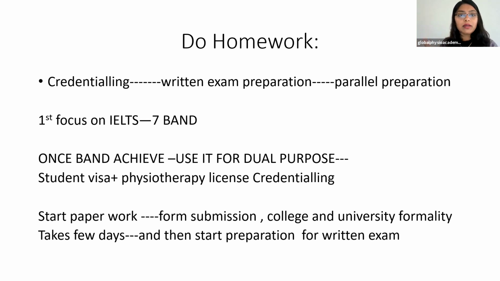So do the smart work. If you hit the 7 band target for the IELTS, use that 7 band for your credential and for your student visa, both. There is no harm. You are the student, you gave the exam, so use it before you lose it. Okay. And start the paperwork for the submission, college and university. Take a few days and then start the preparation for your written exam.